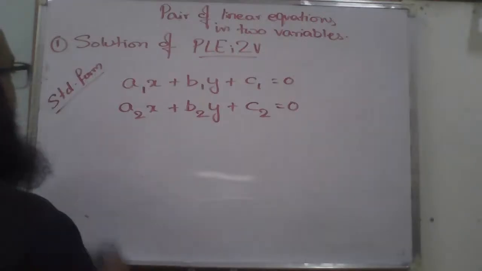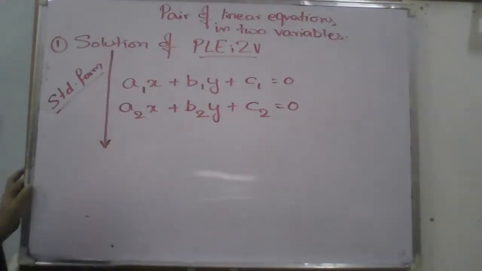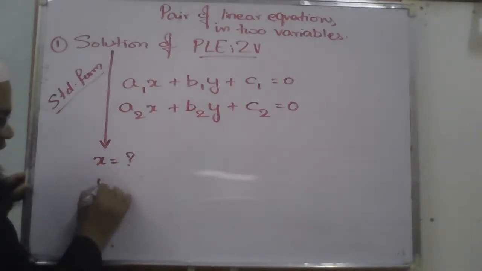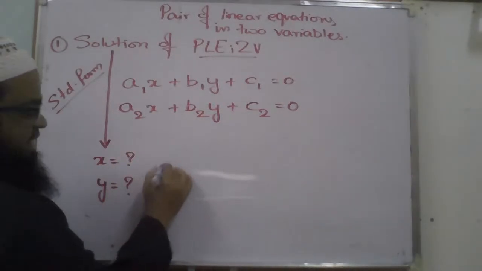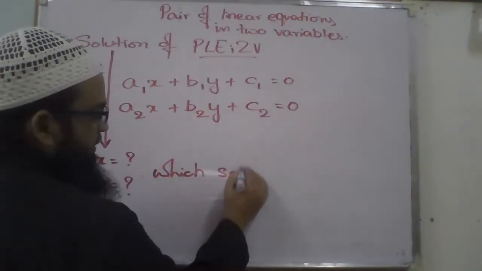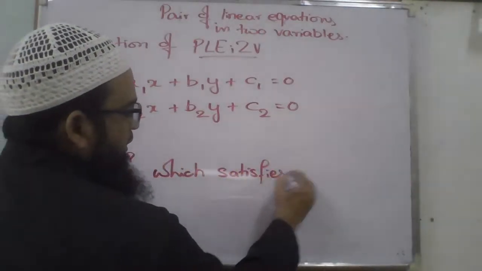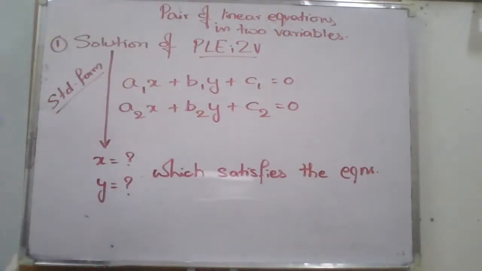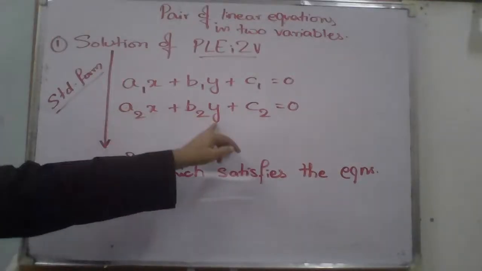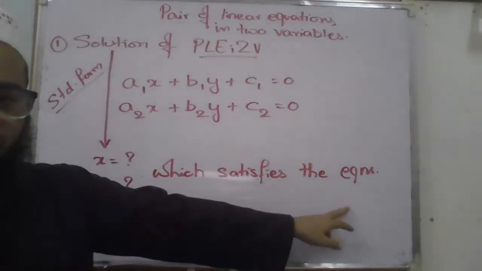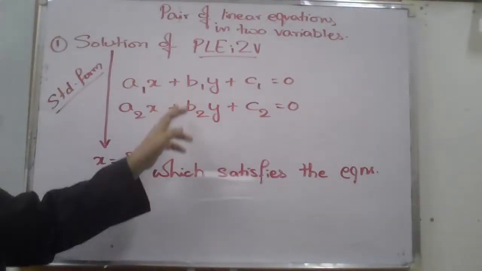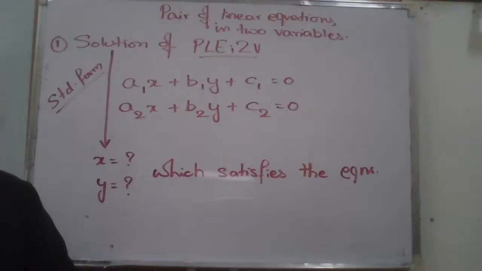Now, what do you mean by solution of a pair of linear equations? Solution means it's the value of x and the value of y which satisfies the equations. If I am talking about a pair of linear equations, it should satisfy both the equations. Understood, my dear students? Please write along with me.